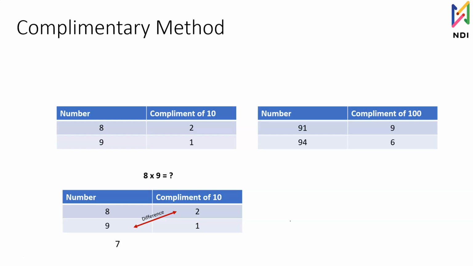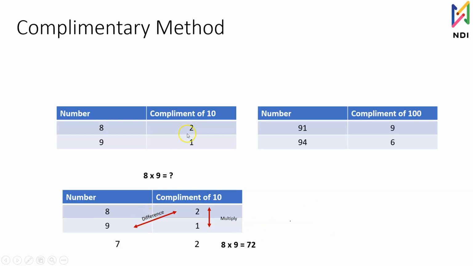I have now computed the difference. What is the next step? I multiply the complements. 2 into 1 is 2. So what is the answer? 72. So why are we going in for the difference between 9 and 2?